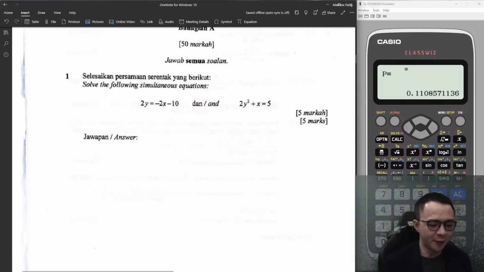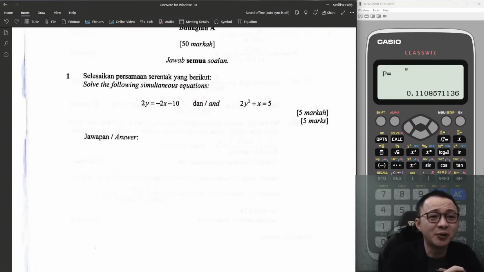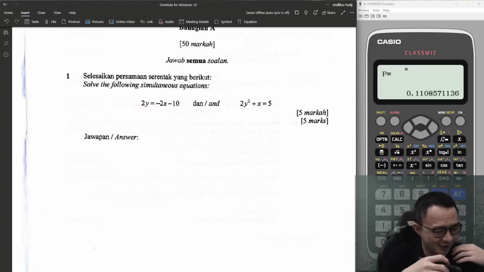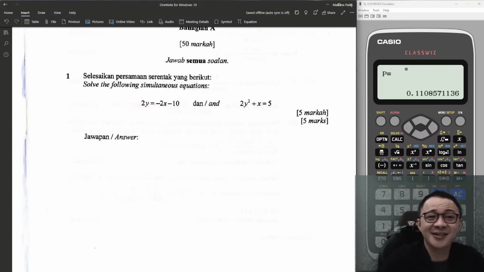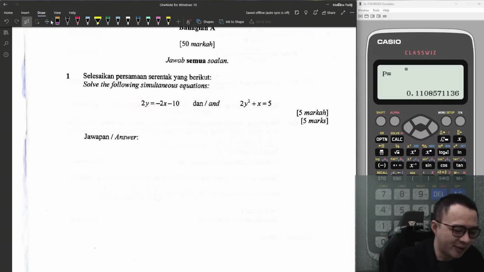Okay, so let's begin. This is Paper 2. I'm not sure I can finish the whole paper by today or not, but I hope at least I can finish Section A and B. So yeah, today is going to be a long session. Yep, let's begin. Simultaneous equations normally are not that bad.